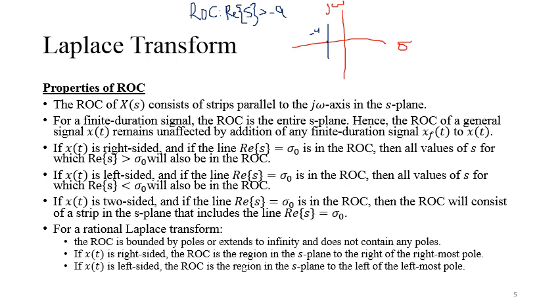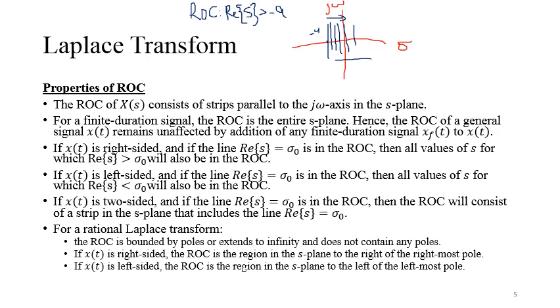So this whole region to the right is the region where it will converge, whereas for real of s less than minus a, it will diverge. Okay, so this is your region of convergence for this particular case. The ROC consists of strips parallel to the j omega axis. This is your j omega axis and these are the strips, and you can easily see that this is parallel to the j omega axis, and this whole thing is called the s plane.